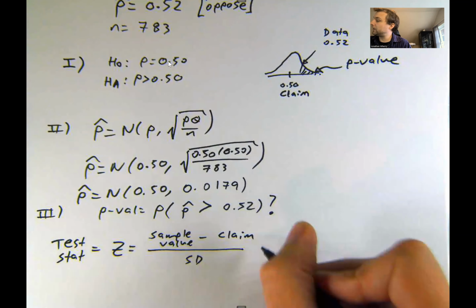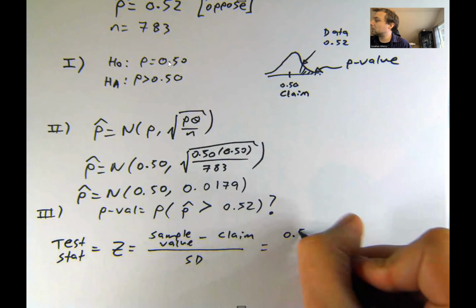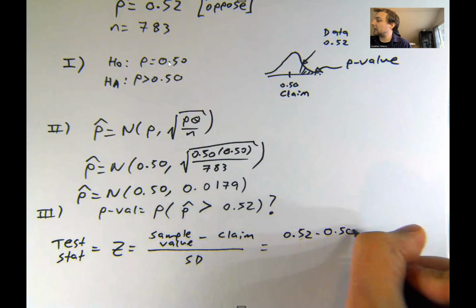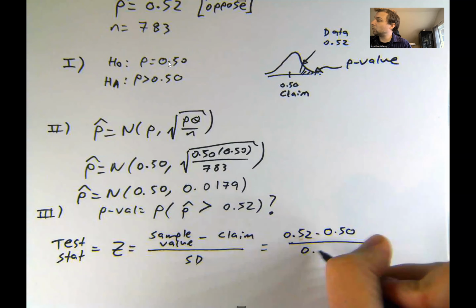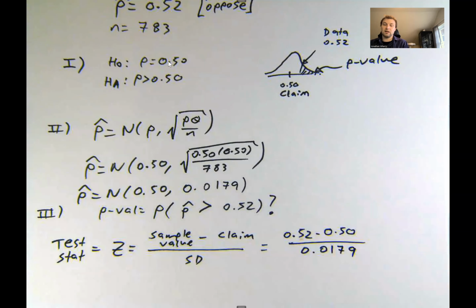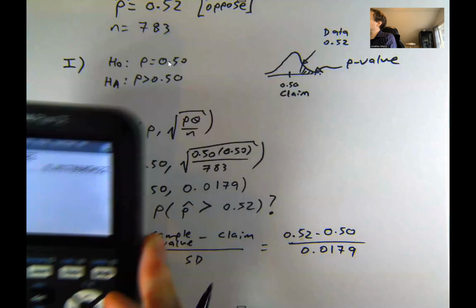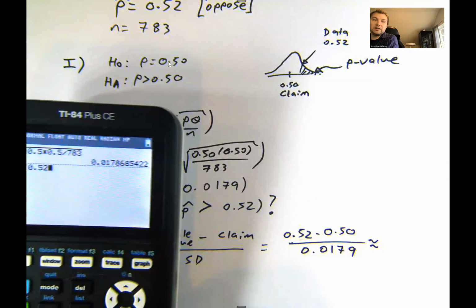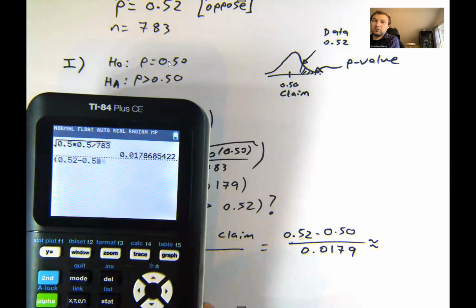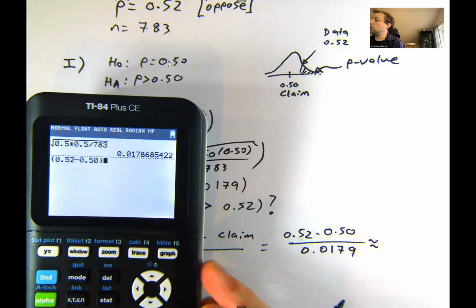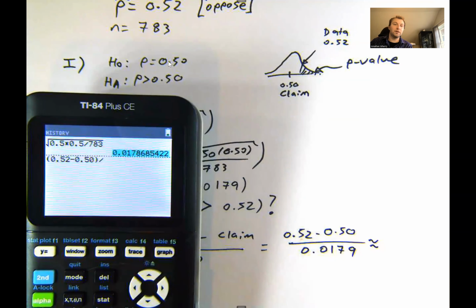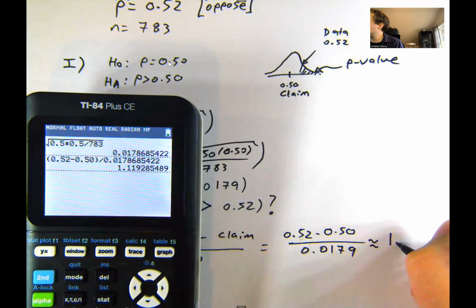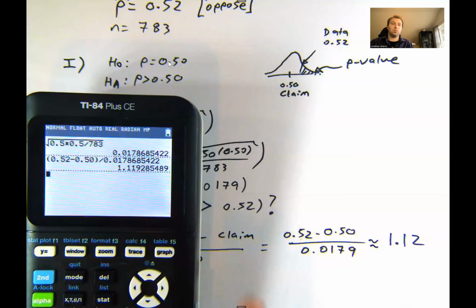My sample data was 52%. The claim was 50%, and my standard deviation was 0.0179. I'm going to type this into a calculator and see what I get. 0.52 minus 0.50. In your calculator, if you hit the up button, you can select previous text, and I'm going to do that just so I don't have to type in my standard deviation again. And I get a z-score of 1.12.